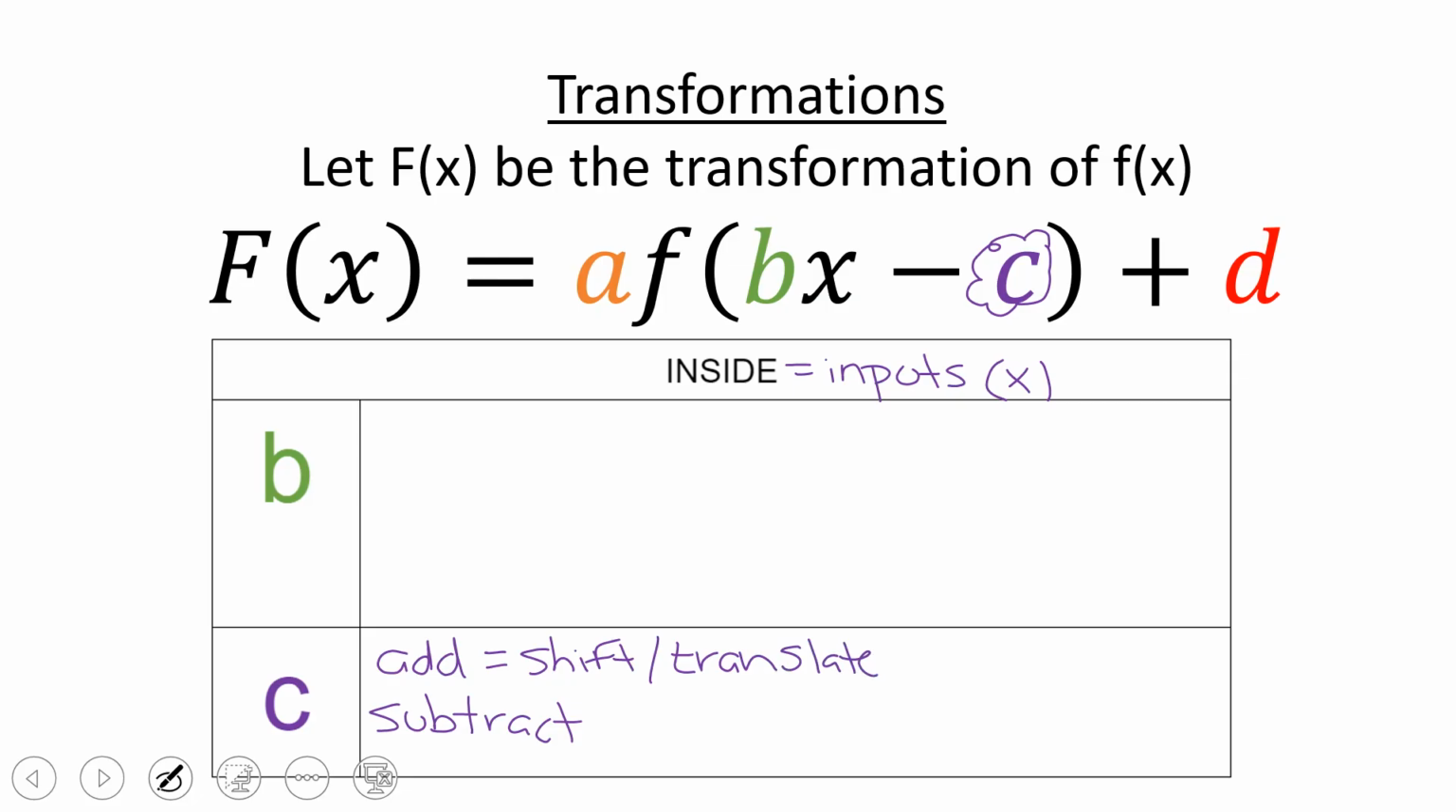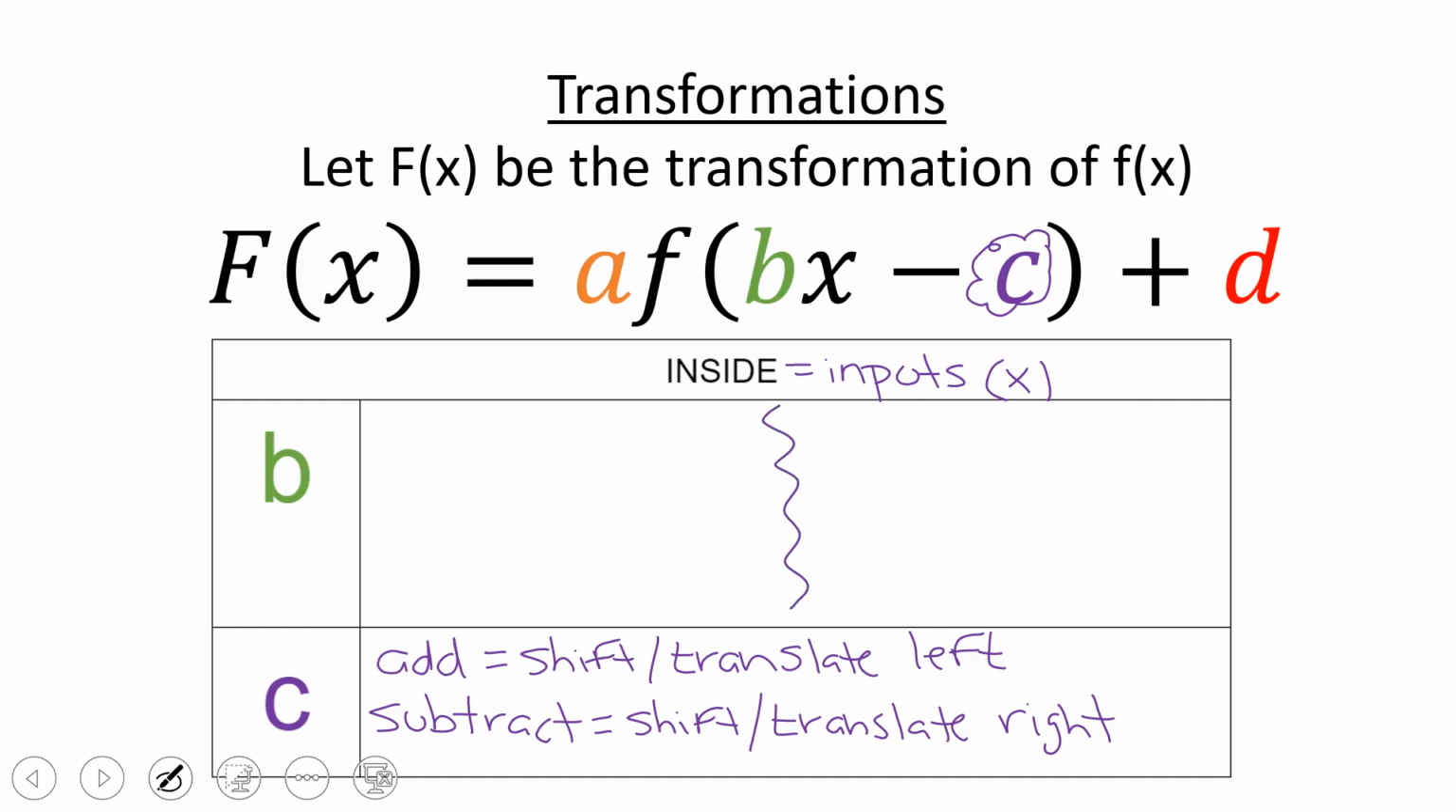If I add to the inside, that's a horizontal shift. So we're moving left and right. And adding, we would think, means to the right, but because we have to think opposite, it is actually moving left. And if we subtract on the inside, we're going to shift or translate to the right. So opposite of what we would intuitively think. Because everything on the inside is an opposite.